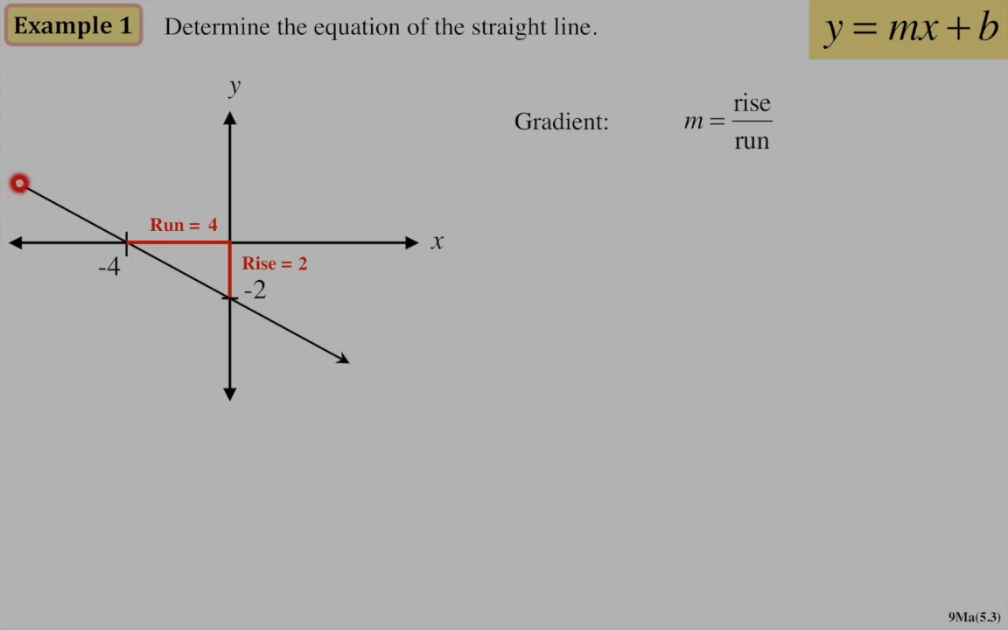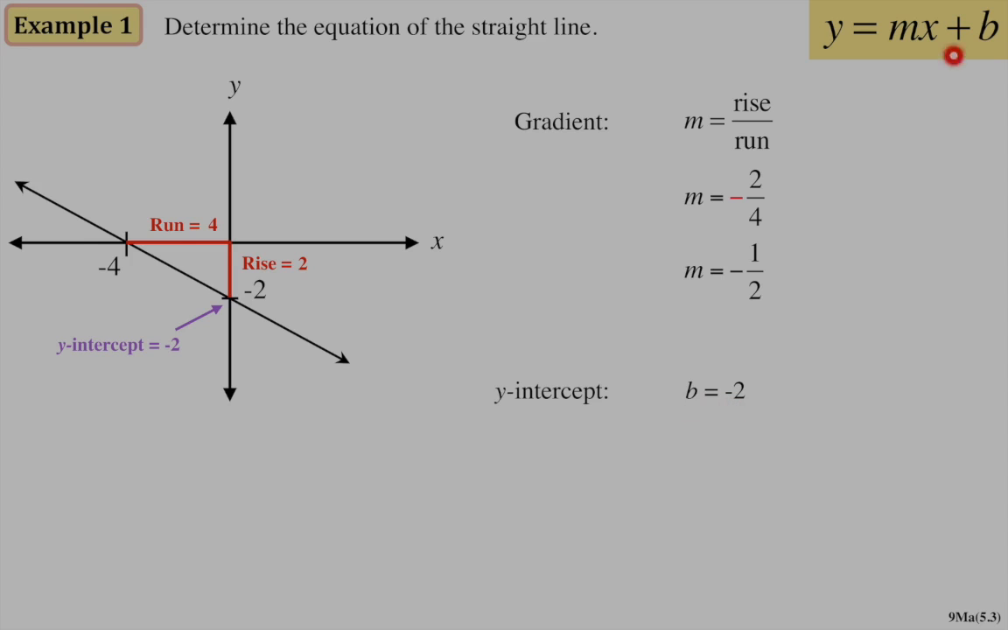Which means, because this line goes down the page, it's going to be negative. My rise over my run becomes 4 over 2, but I put a minus in front of it because it's going down the page. And 2 over 4 cancels to a half, so you get a gradient of minus a half. Where does this line come in contact with the y-axis? Well, here it is here at -2. So the y-intercept, and remember we call the y-intercept b, so b equals -2.